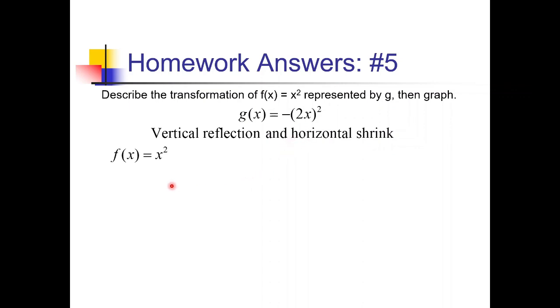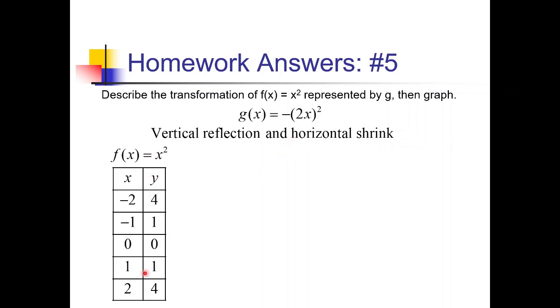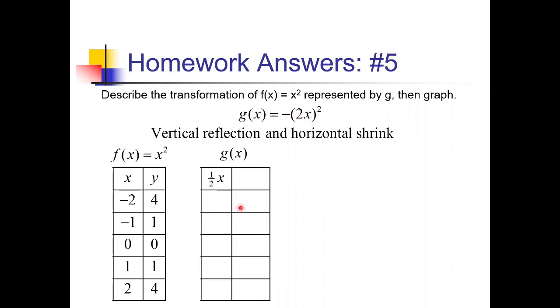So for the parent table, there's the x squared parent table that we're used to dealing with for quadratics. Now for the g function, since we're shrinking horizontally, we're not multiplying by 2, we're actually dividing by 2 or multiplying by the reciprocal of this, 1/2. So I'm going to write 1/2 x for that rule. And then I'll write -y to give us that vertical reflection.